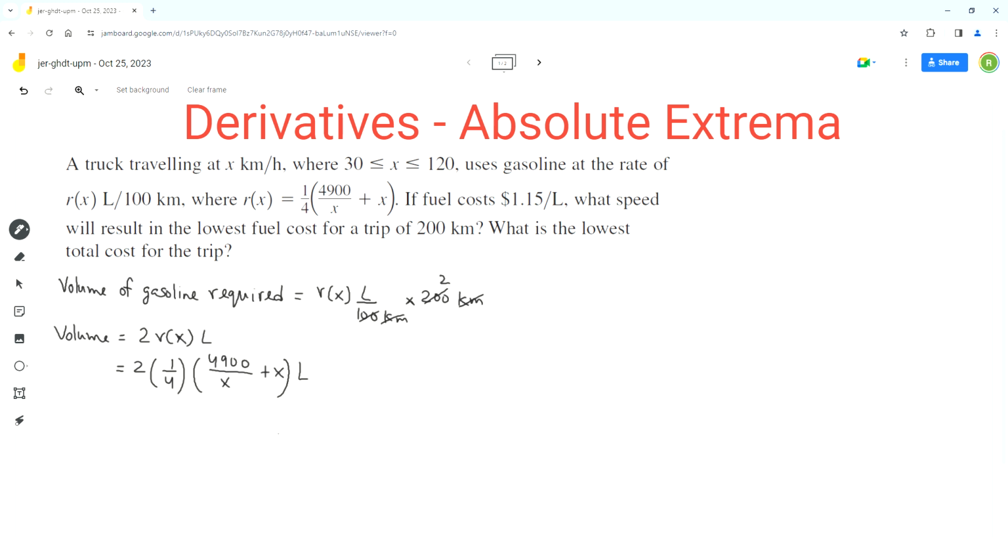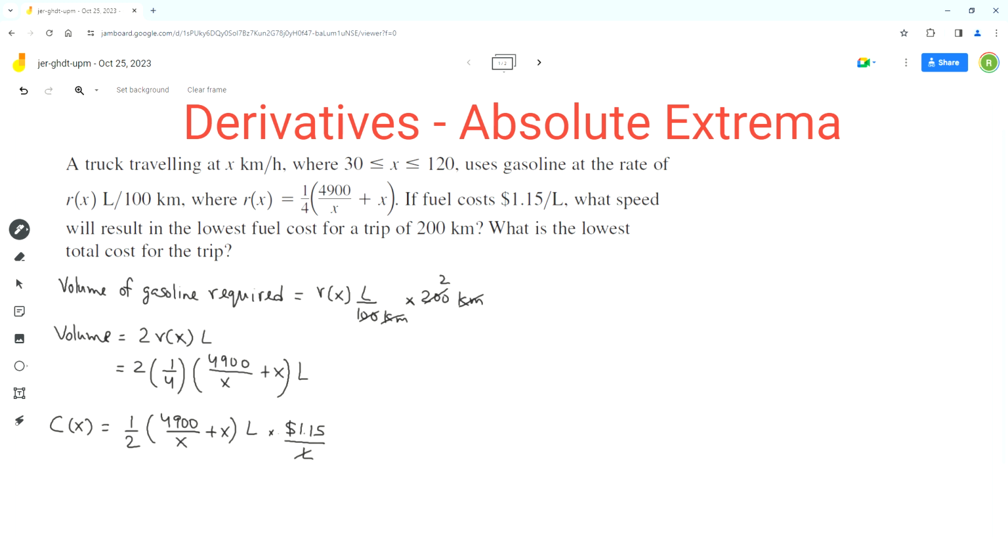Now we have to find the lowest fuel cost. So first we'll have to come up with an expression for the fuel cost. Let's assume the fuel cost function is C(x). For that, we'll multiply the volume by the price per liter. So we'll simplify this expression. 2 times 1/4 is just 1/2, times (4900/x + x). This is in liters, times $1.15 per liter.